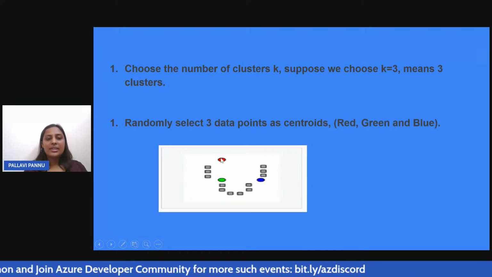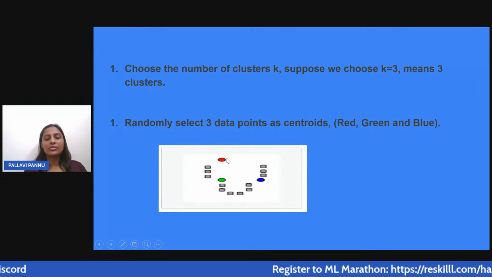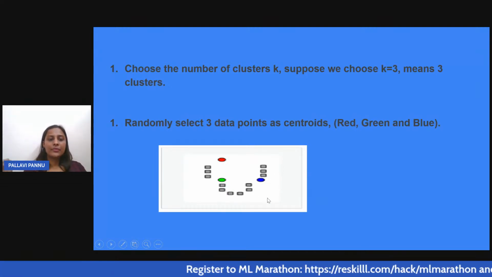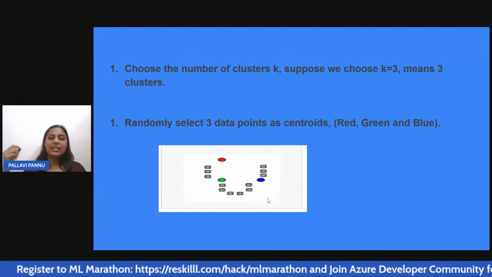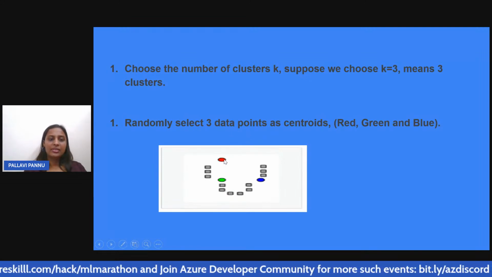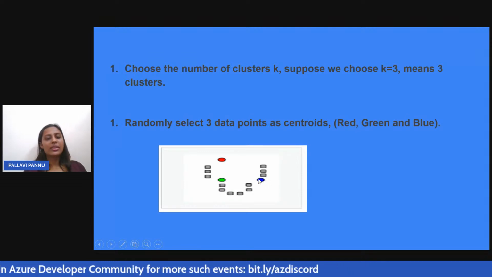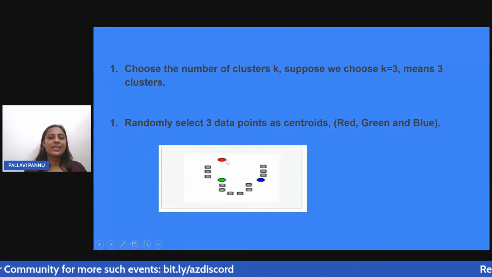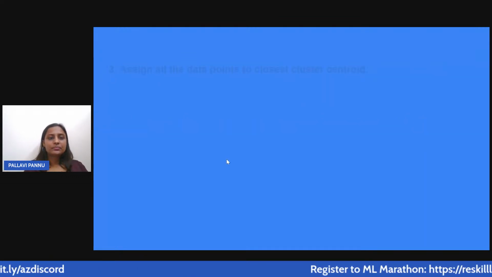Please comment: red, green, and blue are my three centroids. A centroid is the center of a cluster. These are randomly chosen. The first step is that I selected three because I want three clusters, and I randomly chose them. It's not necessary that it be this one; you can choose this one as red, this one as a center, this one. I have randomly selected these data points as centroids. This was my step two.